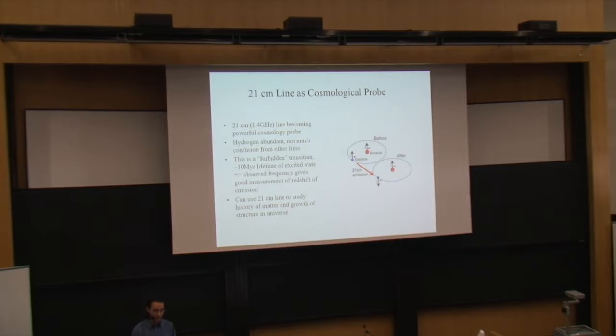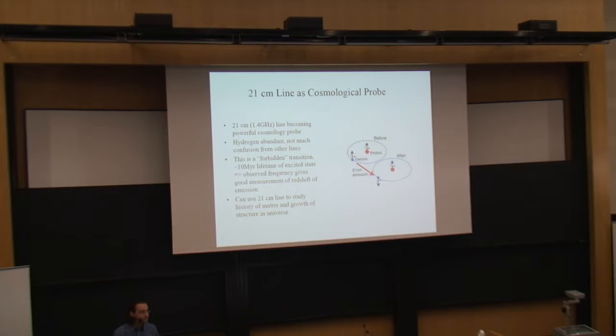So I always like to give a brief introduction to the basic science for the students, especially in this case because it's mostly a CMB audience. So the 21 centimeter transition is from the hyperfine spin flip transition in neutral hydrogen. And this is becoming an important cosmological probe because there's a lot of neutral hydrogen in the universe.